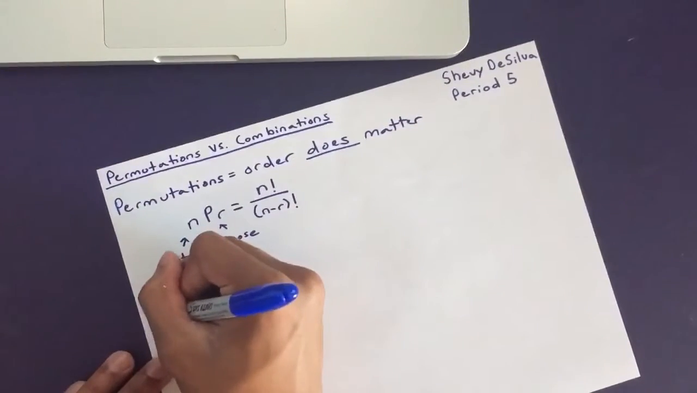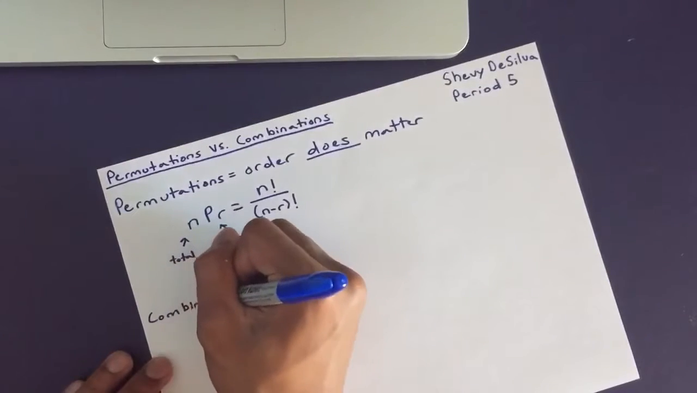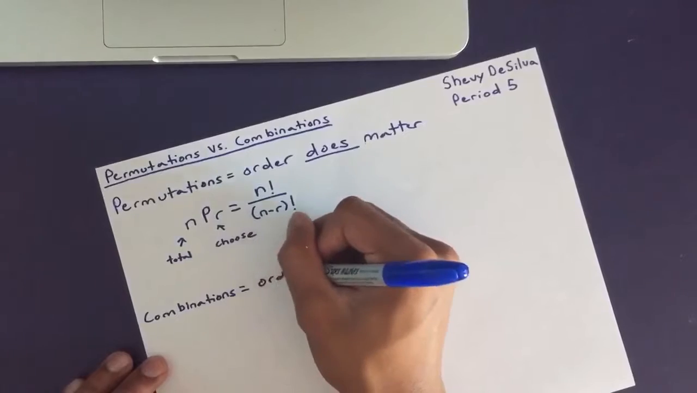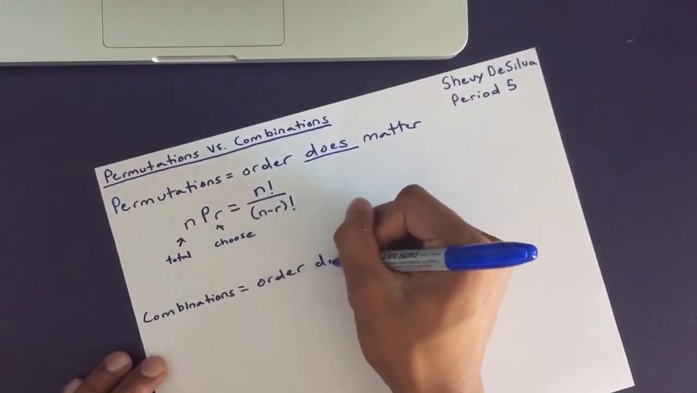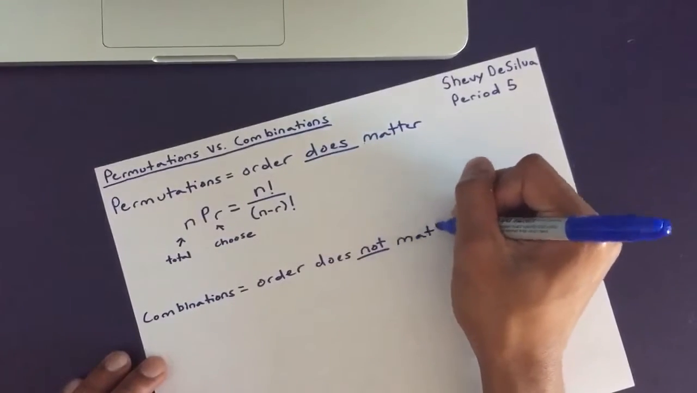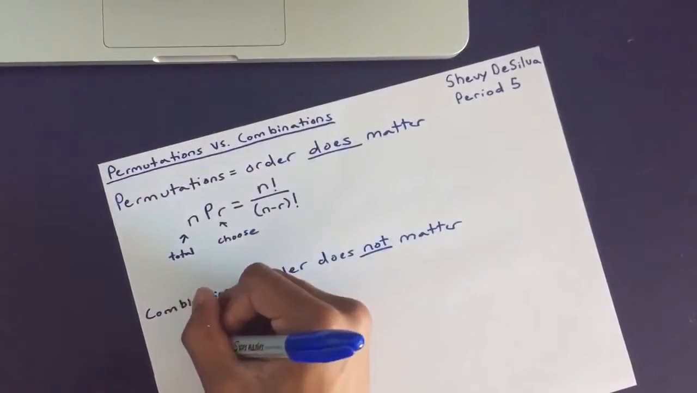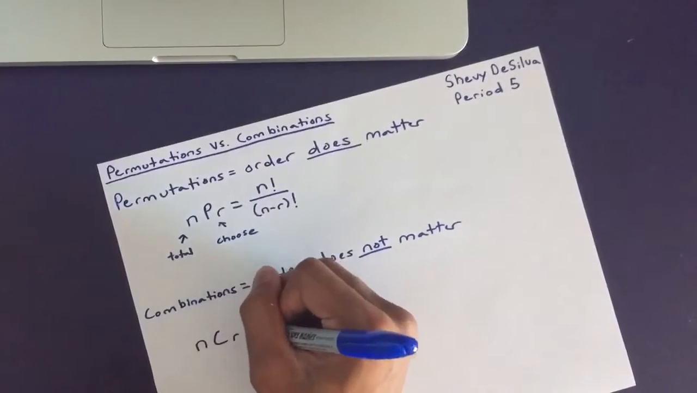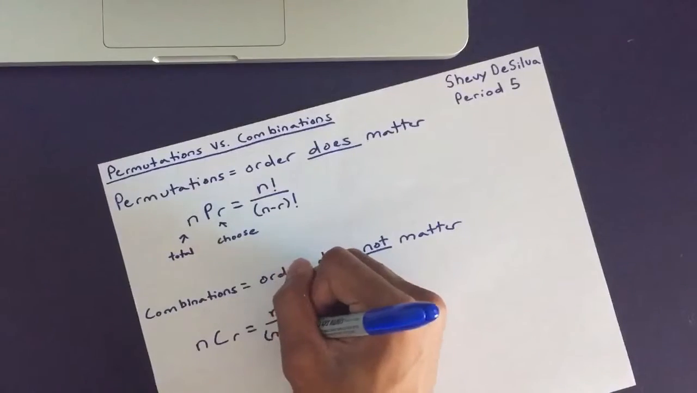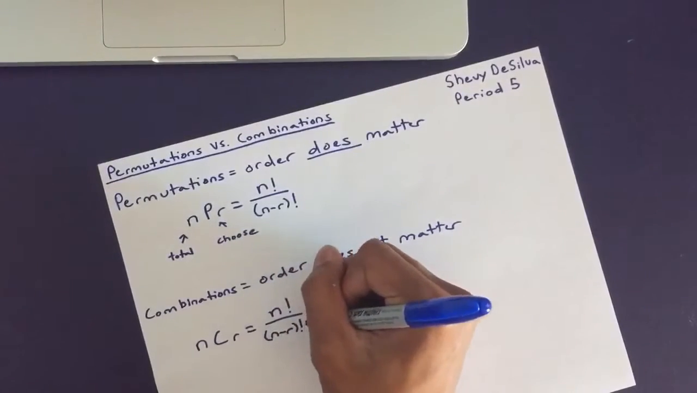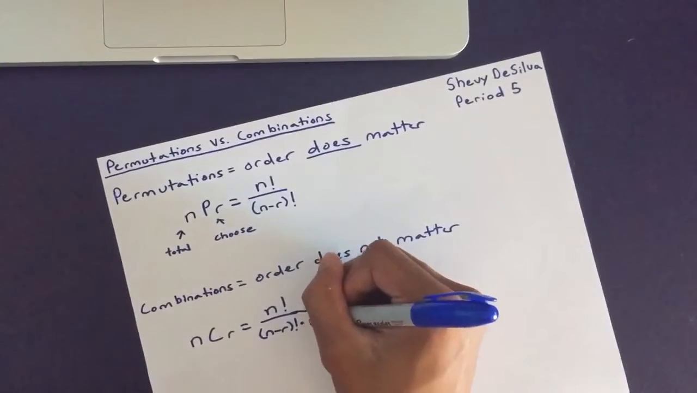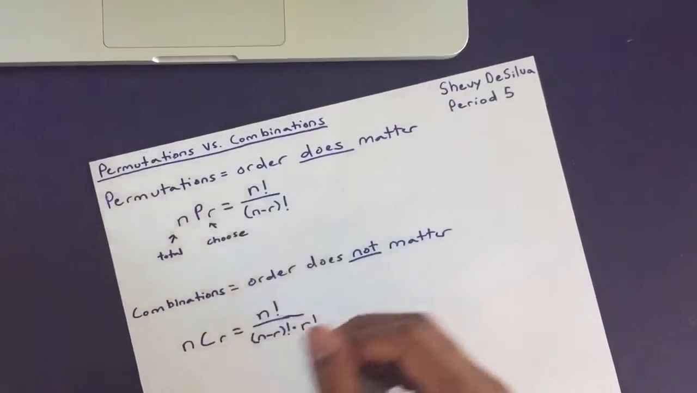And combinations are different in that the order does not matter. Combinations are seen by this equation. The only difference is that the denominator of combinations are multiplied by the number you choose.